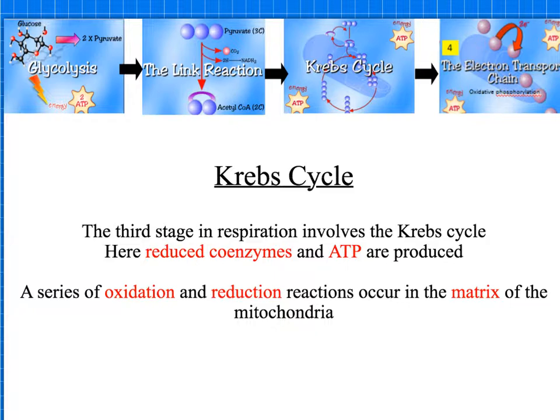So the Krebs cycle is the third stage of aerobic respiration, and it takes place in the mitochondrial matrix, and here reduced coenzymes and ATP are produced, and there's a series of oxidation and reduction reactions. Now, I'm going to only discuss what is in the AQA A-level specification. There are certain parts of the Krebs cycle that are not gone into detail in the A-level. If you want to look at it, that's brilliant, but just remember, for your exam, they particularly want you to specify certain aspects of the Krebs cycle.